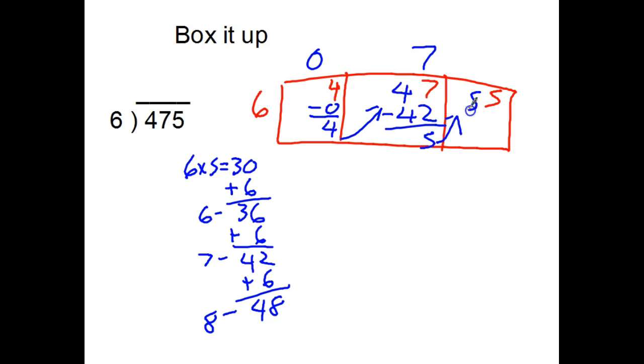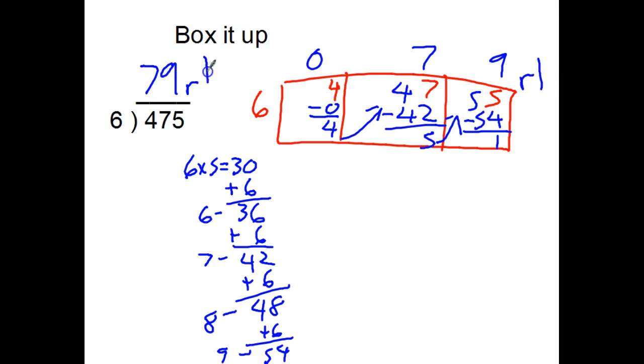Bring it up. How many 6s in 55? Well, 8 of them is 48. Another 6 gives me 54 for 9. There we go. 9 times 6 is 54. When I subtract, there's 1 left over, so that's going to be my remainder. So my answer is really 79, remainder 1.